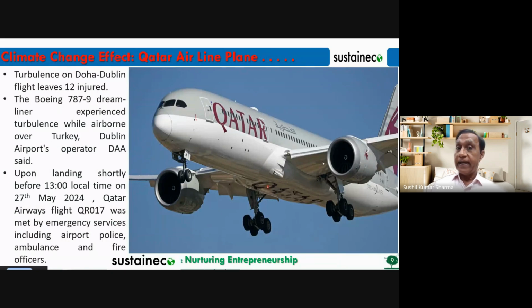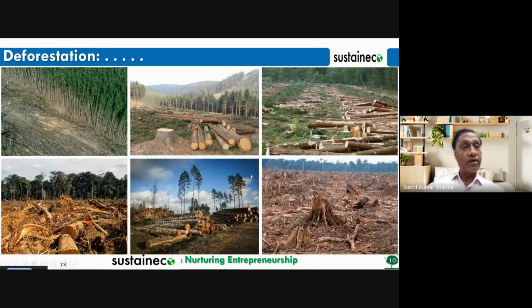In fact, air travel is considered to be the safest mode of transport as well as the fastest mode. But as a result of climate change, there are now questions about the safety of air travel.